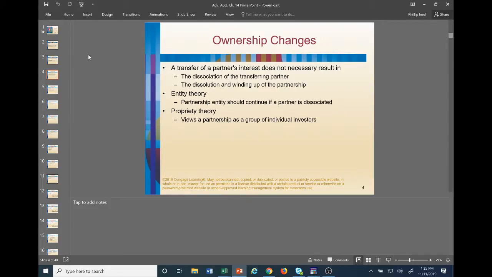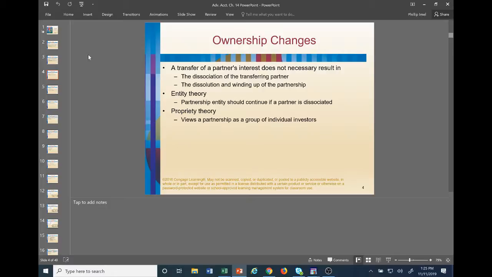So changes in the ownership structure of a corporation are everyday occurrences, as evidenced by the activity of security exchanges. Now, in the case of a partnership, changes in ownership structure are events that require special accounting treatment. A transfer in whole or in part of a partner's interest in a partnership is permissible and does not necessarily result in the disassociation of the transferring partner, or the dissolution and winding up of that partnership.